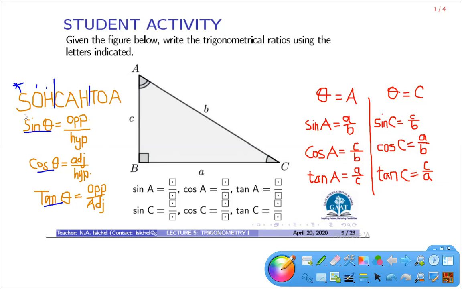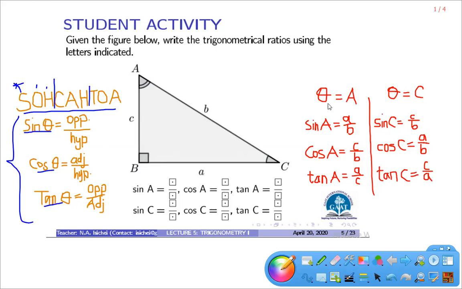Now, this acronym is very important as far as this lesson is concerned. You shall be applying it again and again. So endeavor to store it in your hard disk, that is inside your brain. Store it there and never forget it again. All right, so I'm going to use the acronym to attempt the student activity right now.